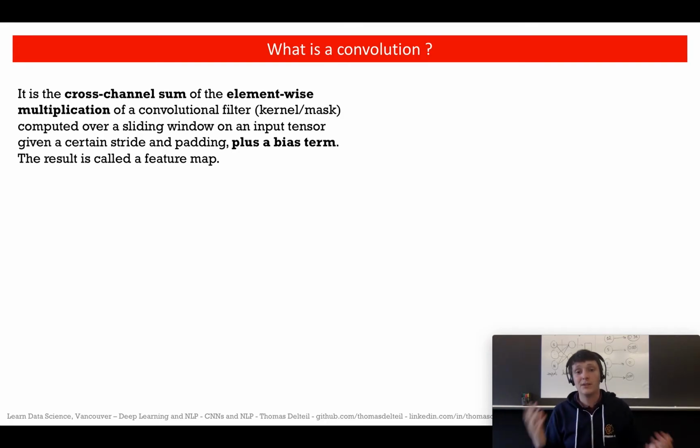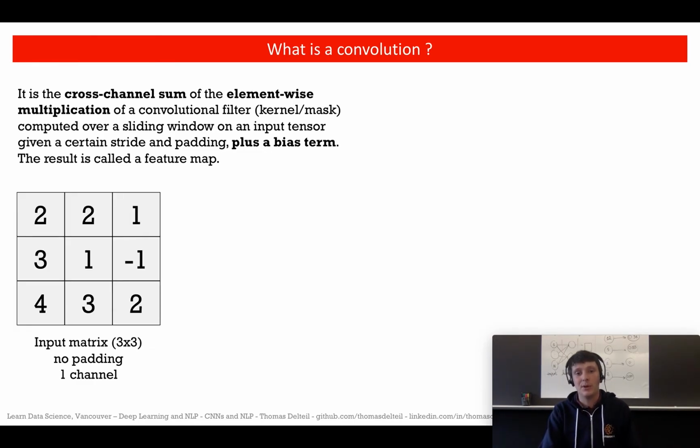Well, so what is a convolution? The convolution is a convolutional layer. It's an operation which we can define as the cross-channel sum of element-wise multiplication of a convolutional filter, also called kernel or mask, computed over a sliding window on an input tensor, given a certain stride and padding, plus a bias term. So that's the English definition, how I would describe it. It has a mathematical definition as well. But here I want to show you an example so you can see what each part of the definition means.